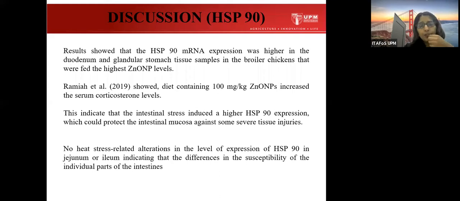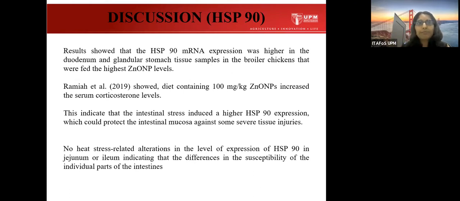So now, the result shows the HSP90 expression was higher in the duodenum and the glandular tissue in chicken fed with the highest level of zinc oxide nanoparticle. Now I'm going to incorporate my previous study, whereby I published this paper in Poultry Science, in which I found that 100 mg/kg of zinc oxide nanoparticle increased the serum cortisol level. So this has actually a connection with my studies here. I hope that I can make everybody understand the linkage of this result. So when the diet contained 100 mg/kg of zinc oxide nanoparticle, it increased the serum cortisol level.